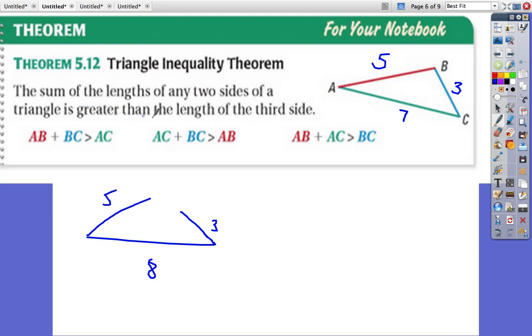And it's very important to notice that in this theorem, it's any 2 sides of a triangle. So if we add AC and BC, it has to be greater than the third side, AB. So 7 plus 3, yep, that's 10. It's greater than 5. It works. AB plus AC has to be greater than BC. 5 plus 7 is 12. That's greater than 3. Yep, that works. And the first one worked. So when you add 2 sides of a triangle, it always has to be greater than the third side for it actually to be a triangle.